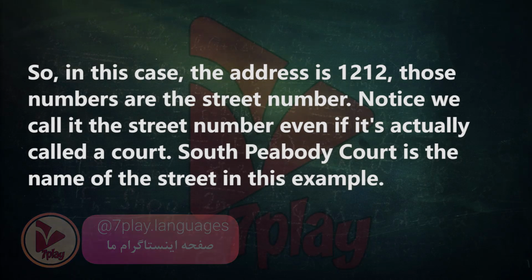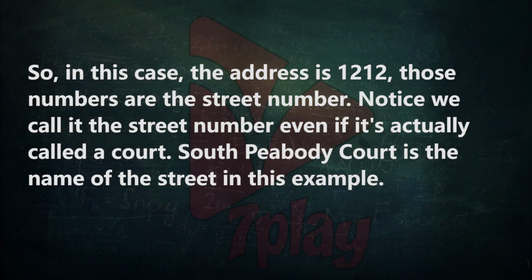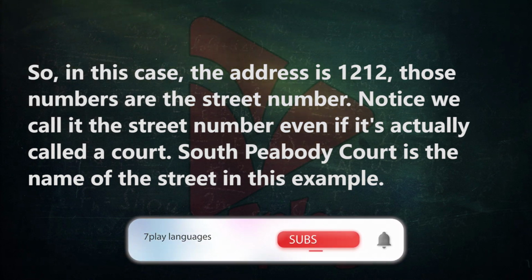So in this case, the address is 1212. Those numbers are the street number. Notice we call it the street number, even if it's actually called a court. South Peabody Court is the name of the street in this example.